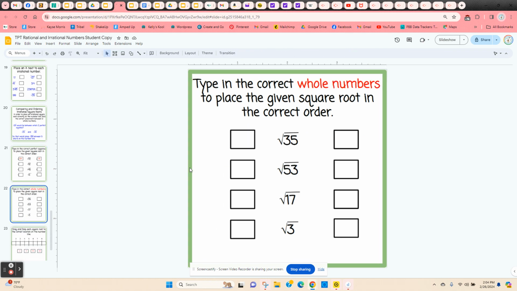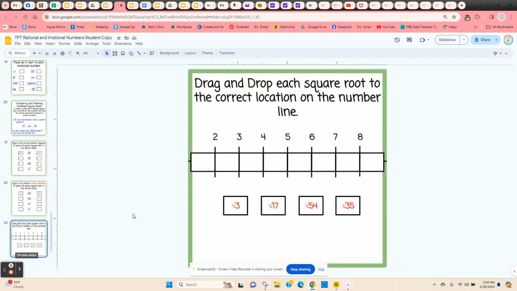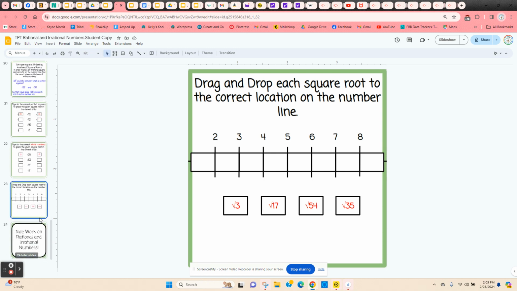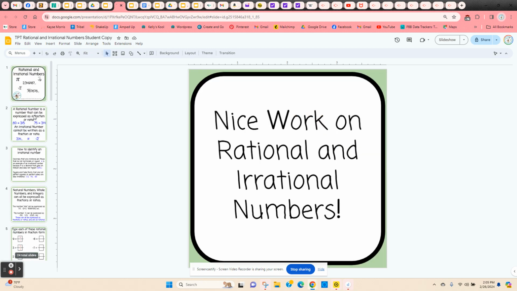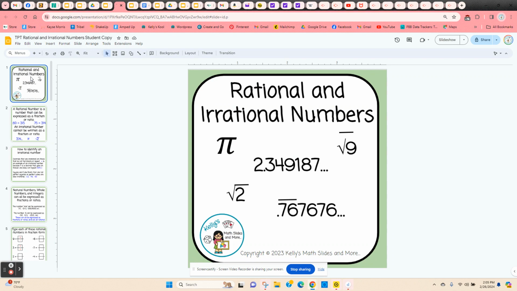And then here they're going to type the whole numbers that it would be in between. So where exactly on the number line would we place these? So here we've got the square root of 25, which would be 5, and it's in between that and the square root of 36, which would be 6. So on the number line, this is going to be between 5 and 6. And then on the very last slide, students are going to drag and drop each of these irrational square roots into the correct place on the number line. So that is a digital lesson, rational and irrational numbers.